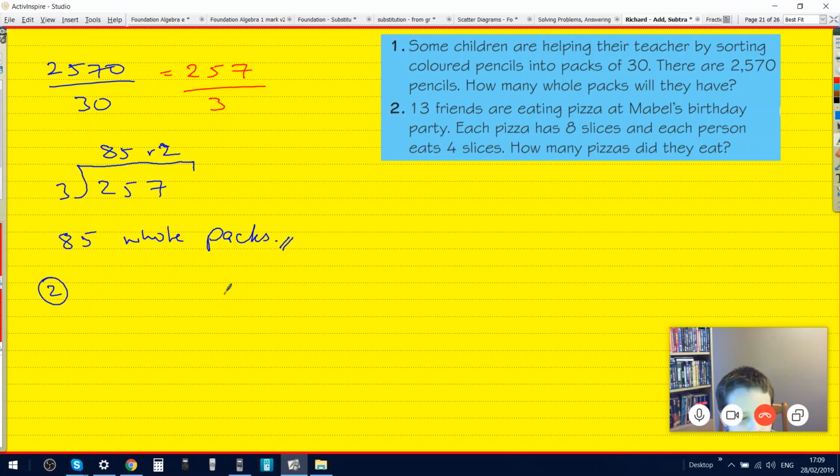Okay, question 2. 13 friends are eating pizza at Mabel's birthday party. Each pizza has 8 slices, and each person eats 4 slices. How many pizzas did they eat? Well, for starters, we've read it. Now we need to underline the most important pieces of information, which are the numbers and the main question.